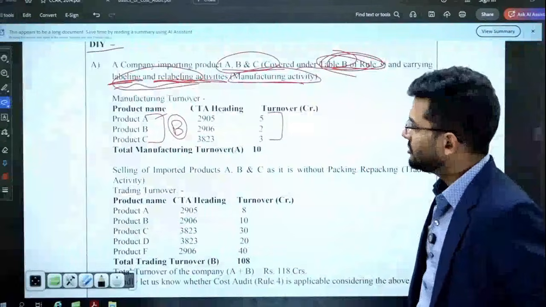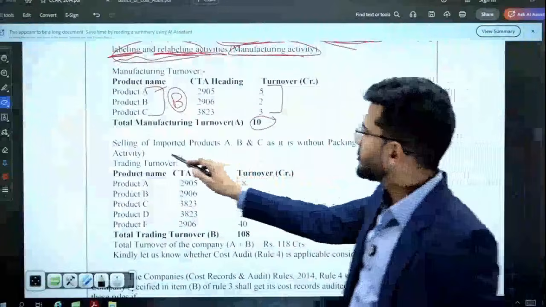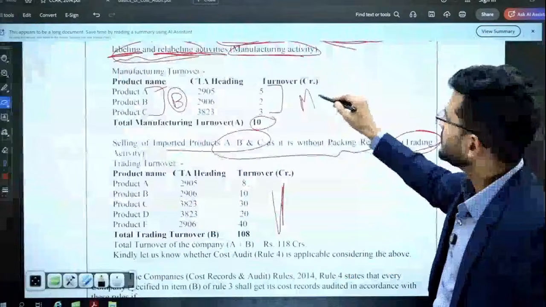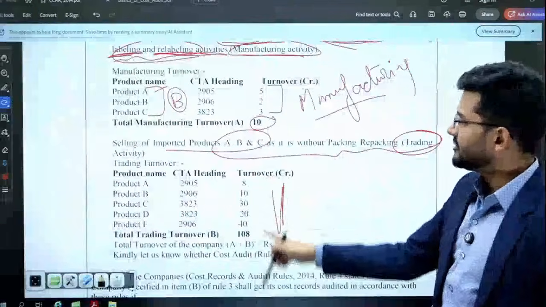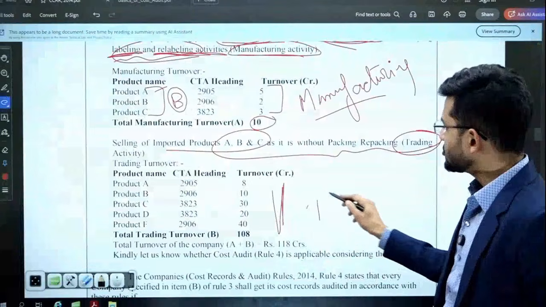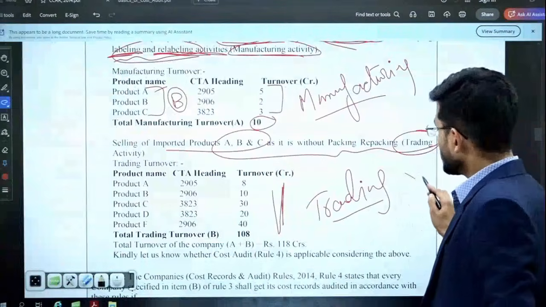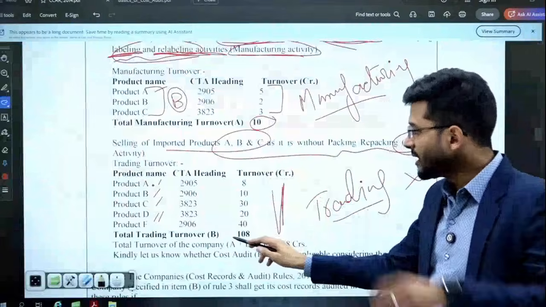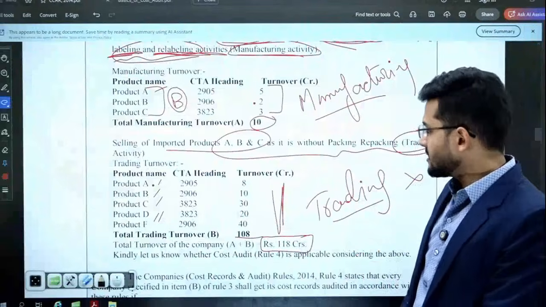Turnover of A is 5 crore, B 2 crore, C 3 crore, so total turnover is 10 crore from these products. Selling of imported products as they are, without repacking, is trading; the labeling is manufacturing. Trading is not covered under the purview of the rules unless it is for serial number 33. We are trading products D, E, F. Total turnover is 108 crore from trading and 10 crore from manufacturing, so the total turnover of the company is 118 crore.